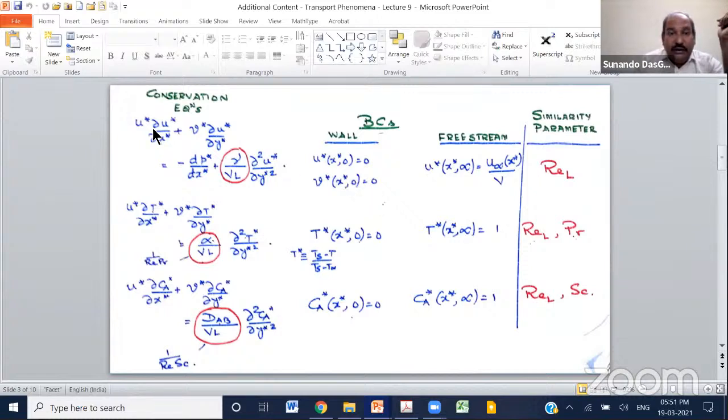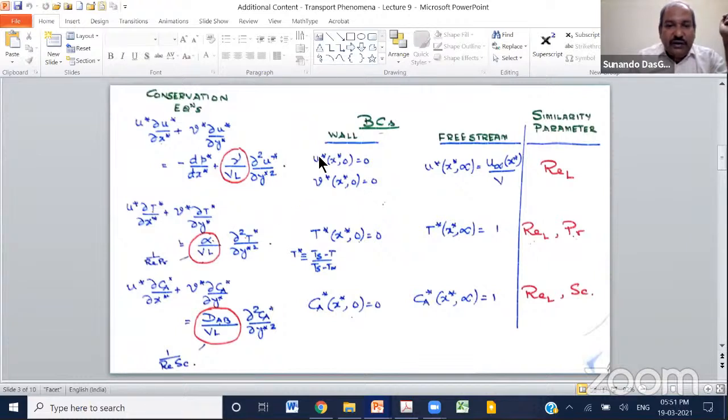So the governing equations are of the same form, the boundary conditions are identical, and if this is 1 by Reynolds number, this is 1 by Reynolds times Prandtl number, and this is 1 by Reynolds times Schmidt number, and if Prandtl number and Schmidt number are both equal to 1, then under that very restrictive condition the three equations are identical and all the boundary conditions are identical. That is what is known as the Reynolds analogy.